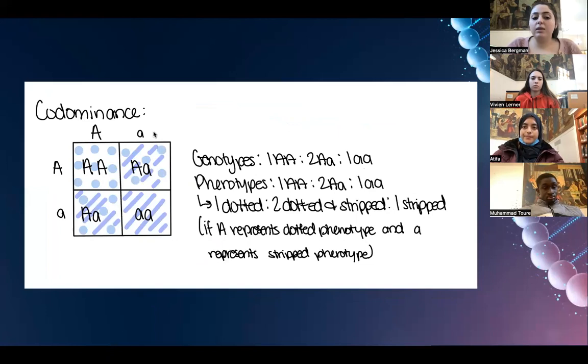When we look at codominance, it's a little bit similar in terms of ratios because our genotype is still 1 to 2 to 1, following Mendel's laws, but our phenotype is now 1 dotted, which represents our supposedly dominant phenotype, and 1 striped, which is supposedly our recessive phenotype, but the heterozygote is a blending of both dots and stripes.